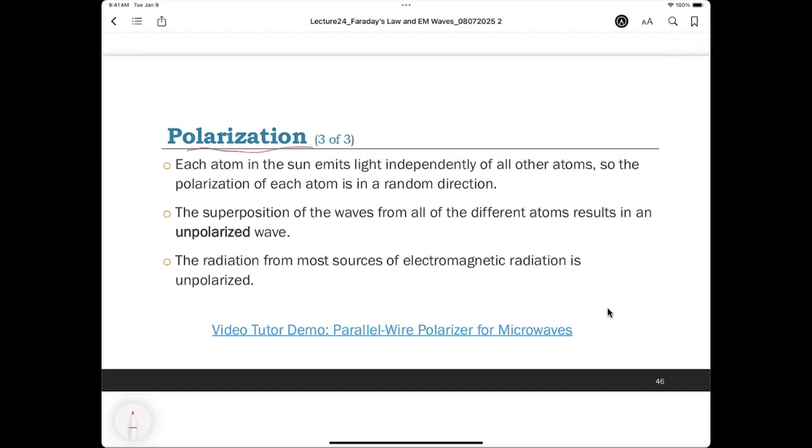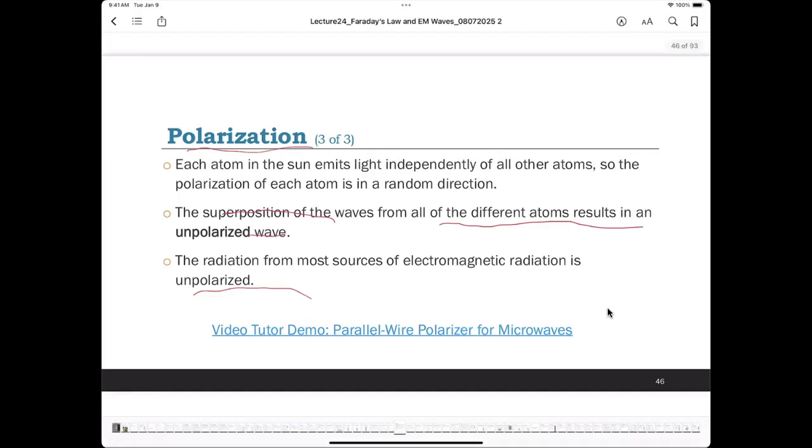Each atom in the sun emits light independently from all other atoms, so the polarization of each atom is in a random direction. The superposition of waves from all of the different atoms results in an unpolarized wave because of superposition. The radiation from most sources of electromagnetic radiation is unpolarized. These are some facts we need to know.